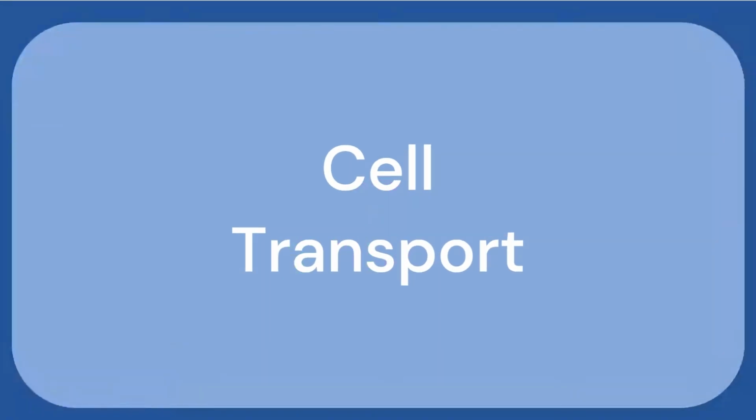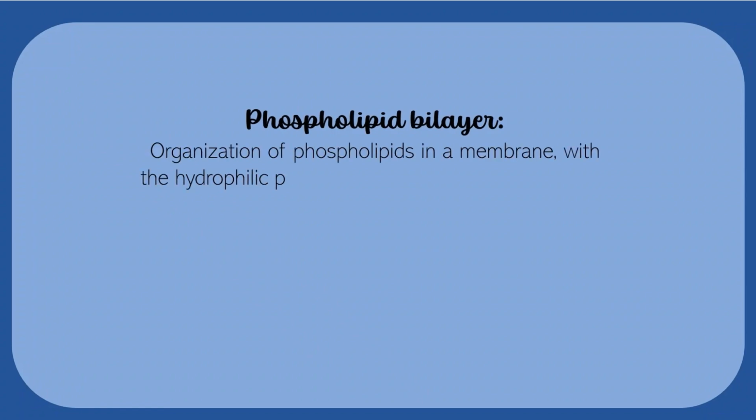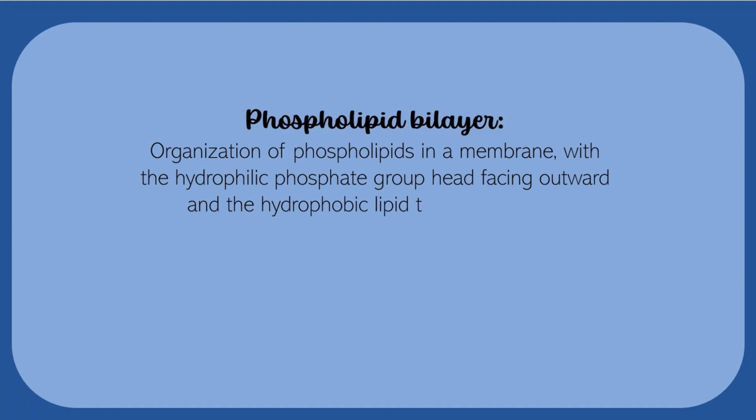Welcome to cell transport. Cell transport is the movement of material across the cell membrane. The cell membrane is a phospholipid bilayer, which is the organization of phospholipids in a membrane with the hydrophilic phosphate group heads facing outward and the hydrophobic lipid tails facing inward.